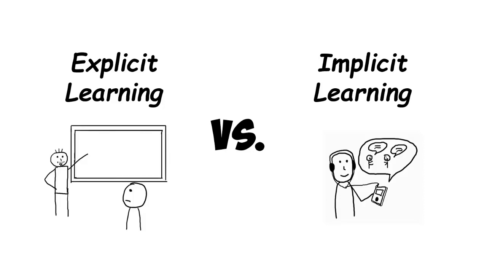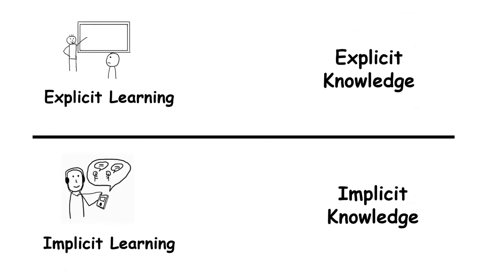The question is, which way of learning is better? To answer this question, consider this. Just like there are 2 types of learning, there are also 2 types of knowledge, explicit knowledge and implicit knowledge. Explicit learning results in explicit knowledge, whereas implicit learning results in implicit knowledge. And there's a very big difference between these 2 knowledges.